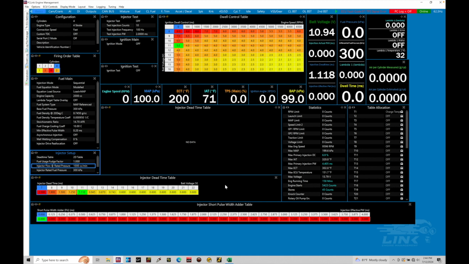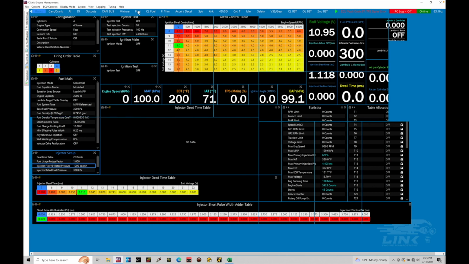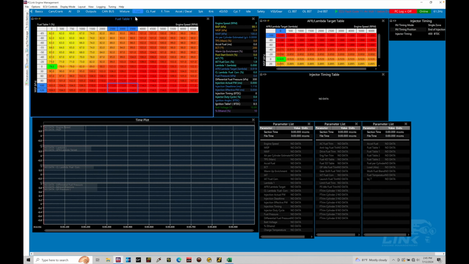our engine. Let's jump in here and take a look at where we can find our volumetric efficiency table and then start digging into these basic details so we understand what we're working with and how to set things up correctly. All right, let's move from our basics page here and jump over to our fuel page. Under our fuel page, we have our fuel table 1. This is our volumetric efficiency table.